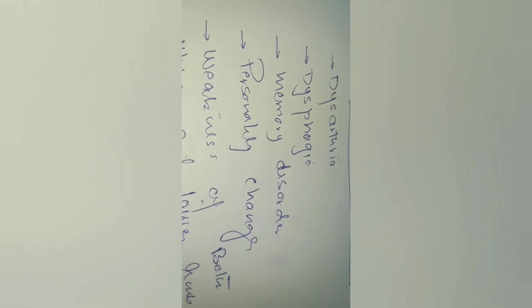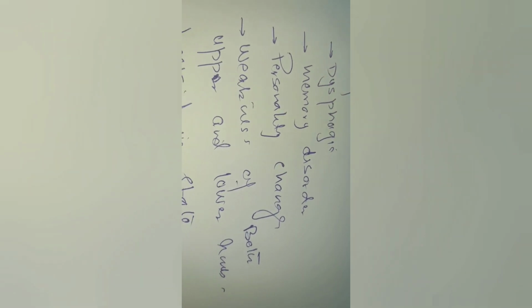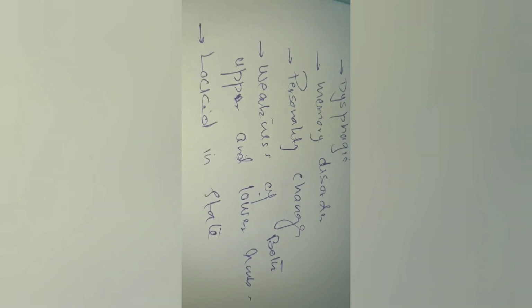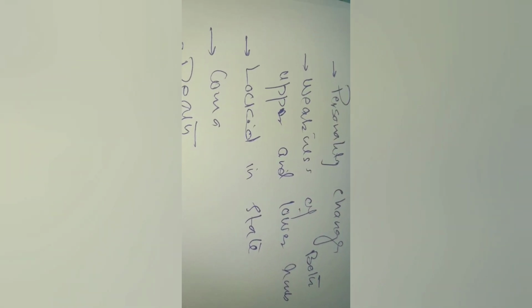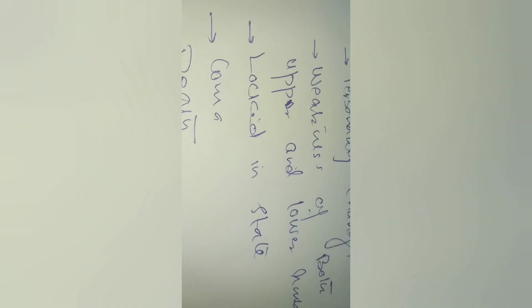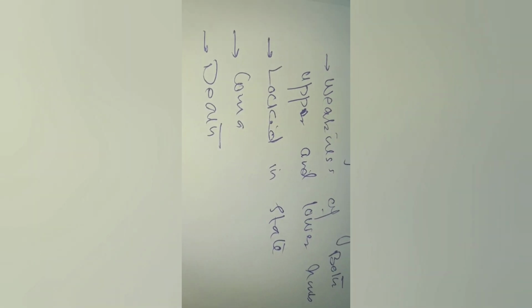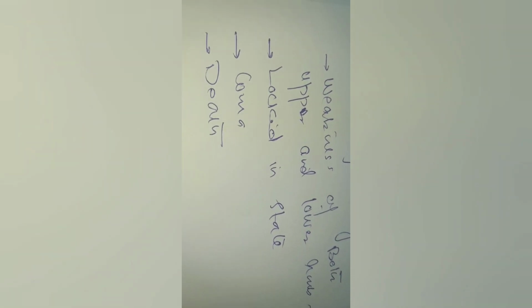What are the features of the central pontine myelinolysis once the patient develops it? The patient may have difficulty in speaking, which is dysarthria. The patient may also have difficulty in swallowing, which is dysphagia. The patient may develop memory disturbance. There may be personality changes. The patient may develop weakness of both upper and lower limbs. And sometimes these patients, when pontine involvement is very prominent, are in the locked-in state where they are looking around but they cannot move at all. Sometimes these patients go into a coma and they may also die because of the central pontine myelinolysis, which is because of the rapid correction of the hyponatremia.